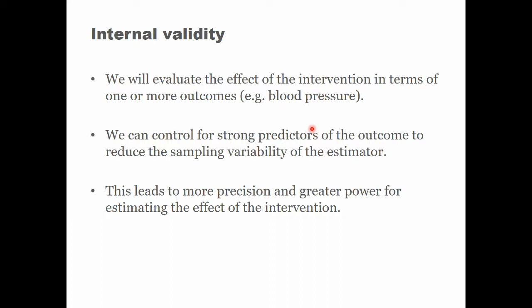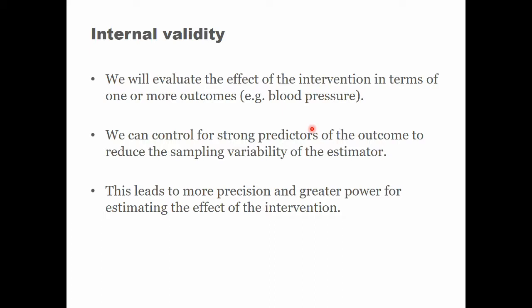And so generally what we can do is we can control for strong predictors, and what that does is it reduces the sampling variability of the estimator. And if we reduce the sampling variability of the estimator, then we get more precise estimates and greater power for estimating the effect of the intervention.